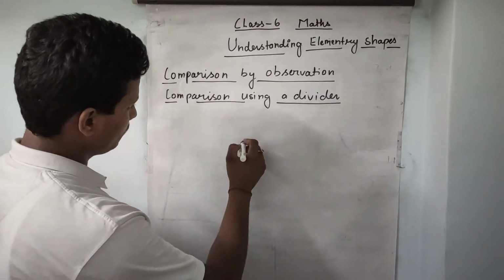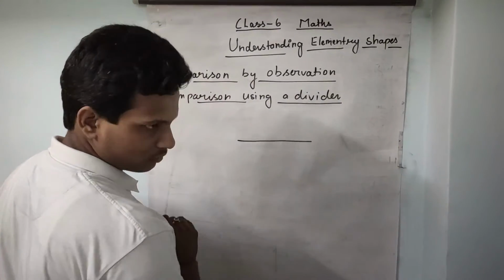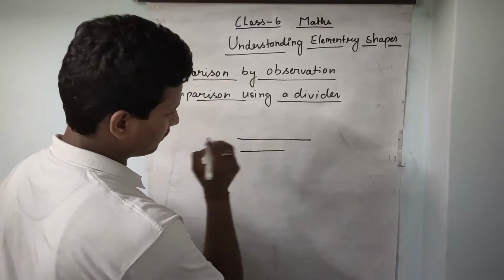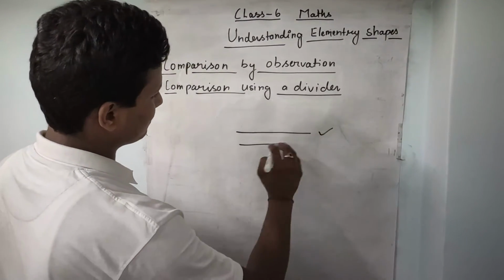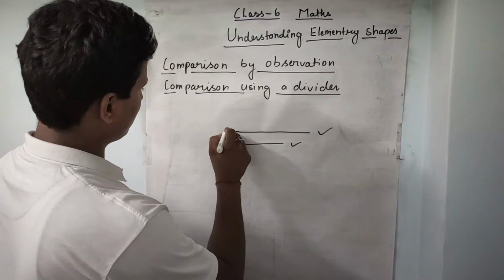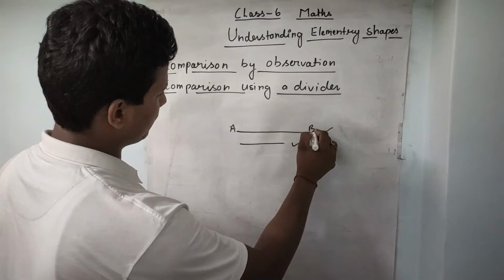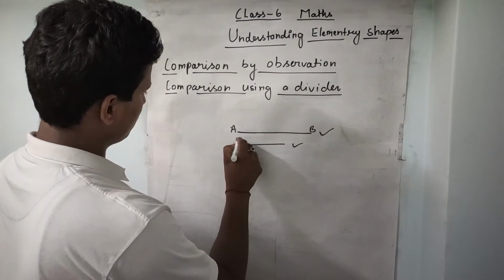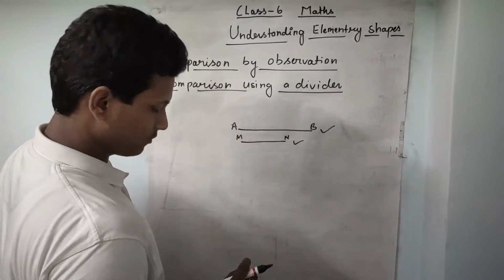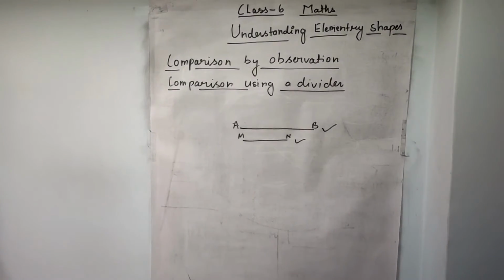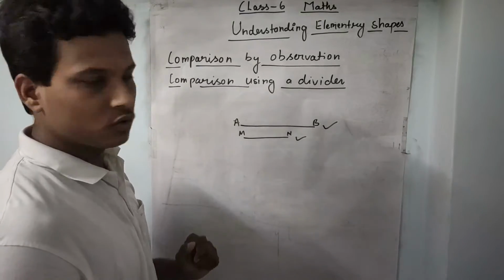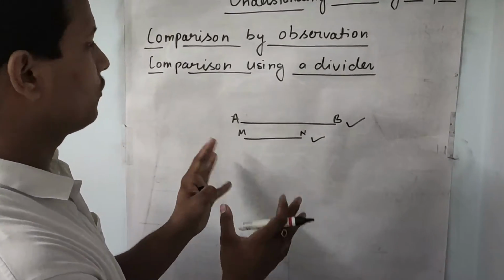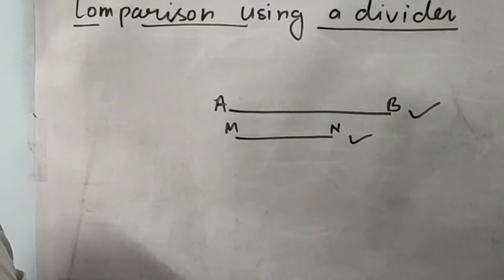Suppose this is a line segment, and this is another line segment. By observation we can see that this line is greater than the second line. This is line segment AB and this is MN. By observation we can say that AB is greater than MN. So this is one method, comparing by observation.